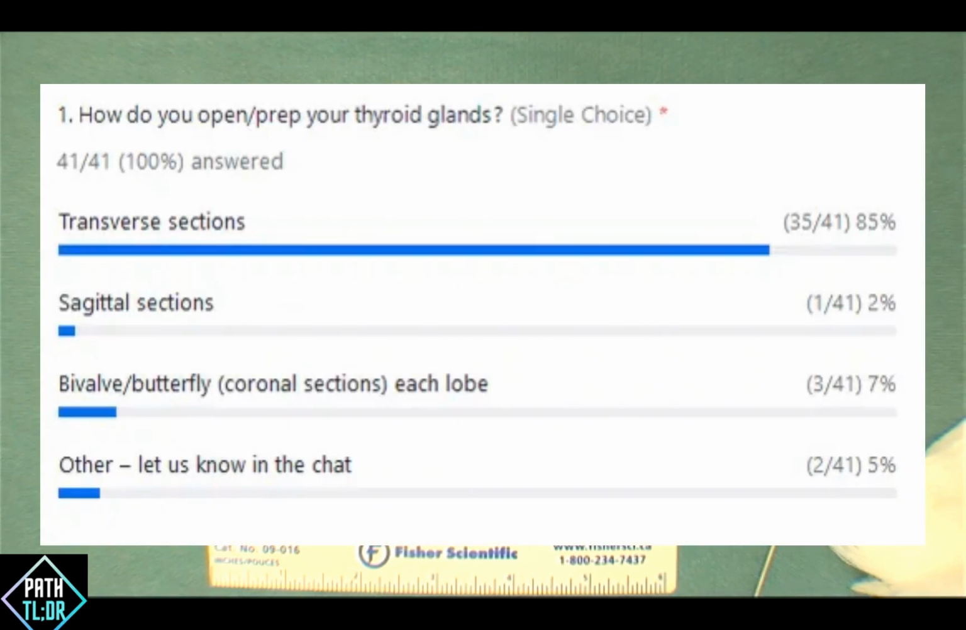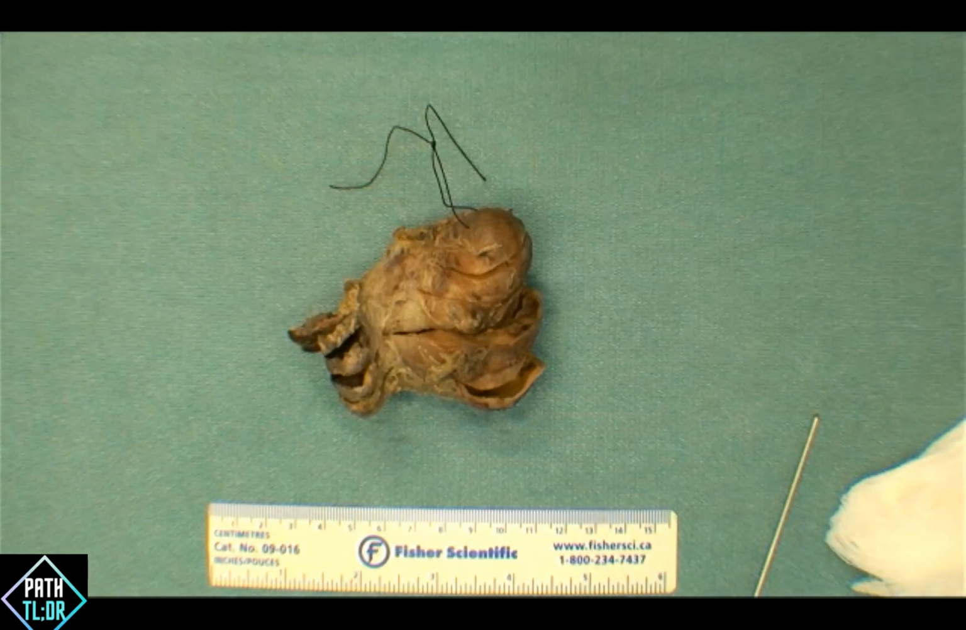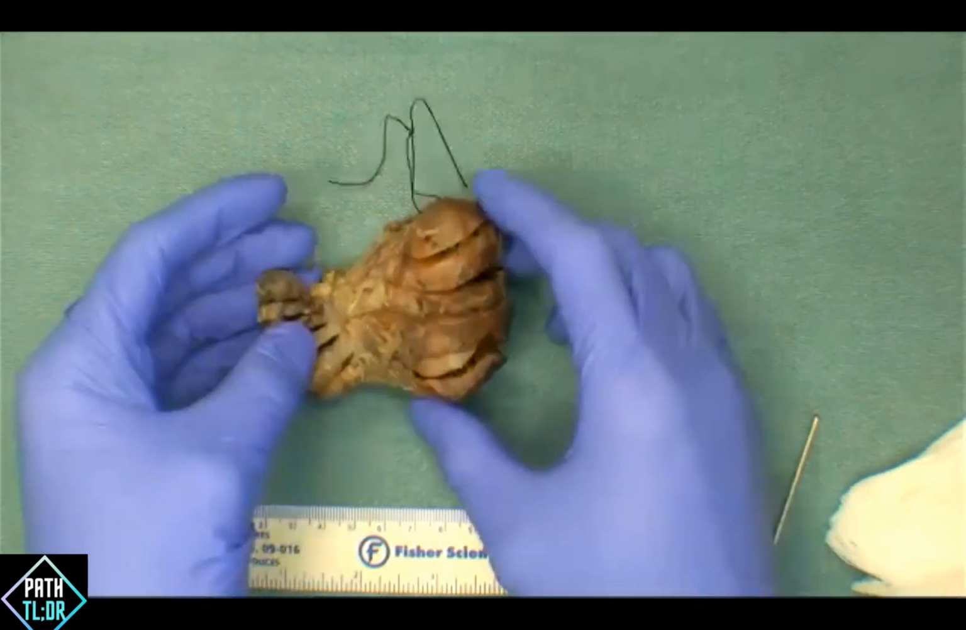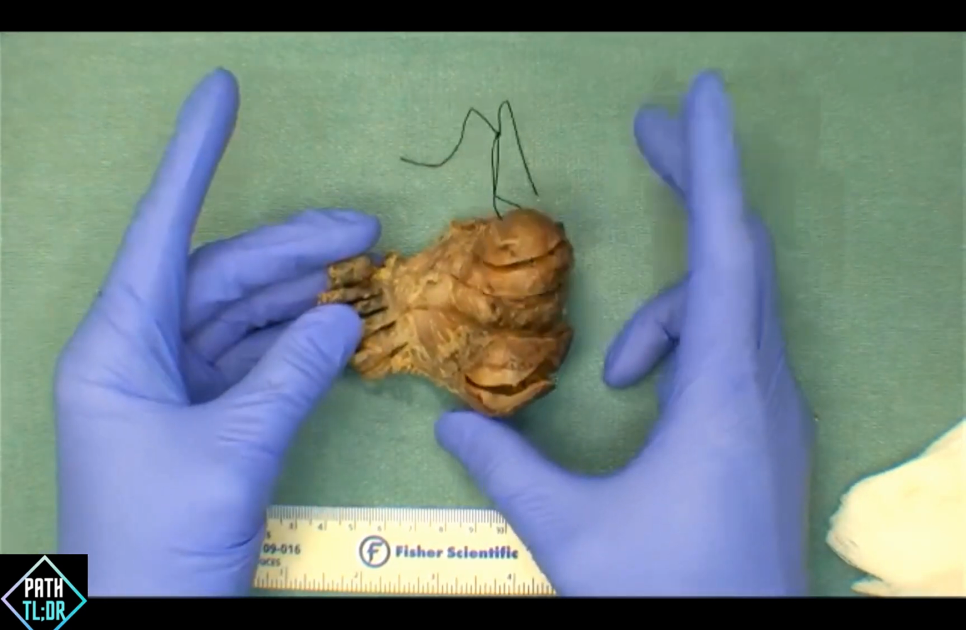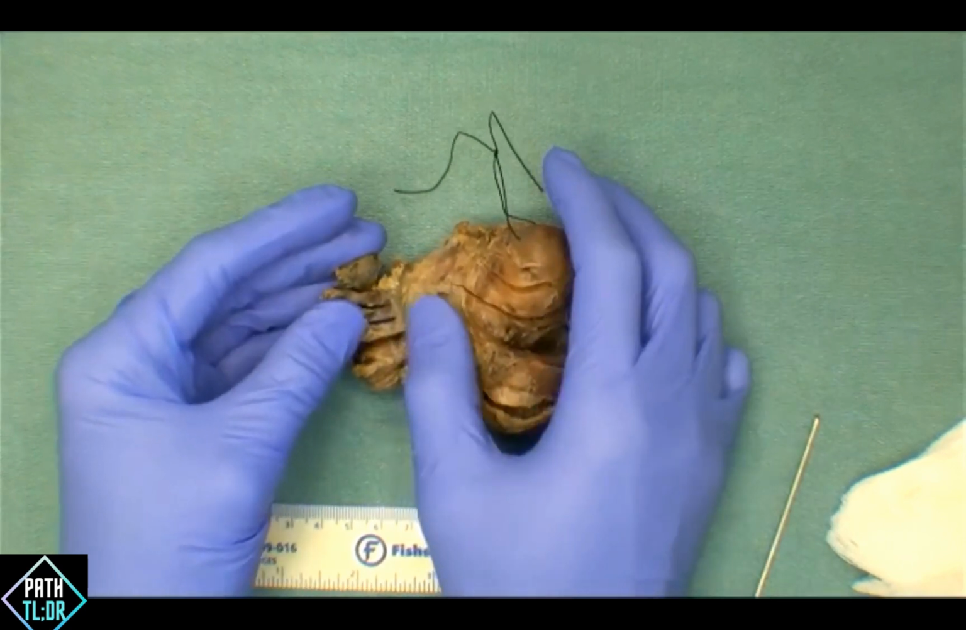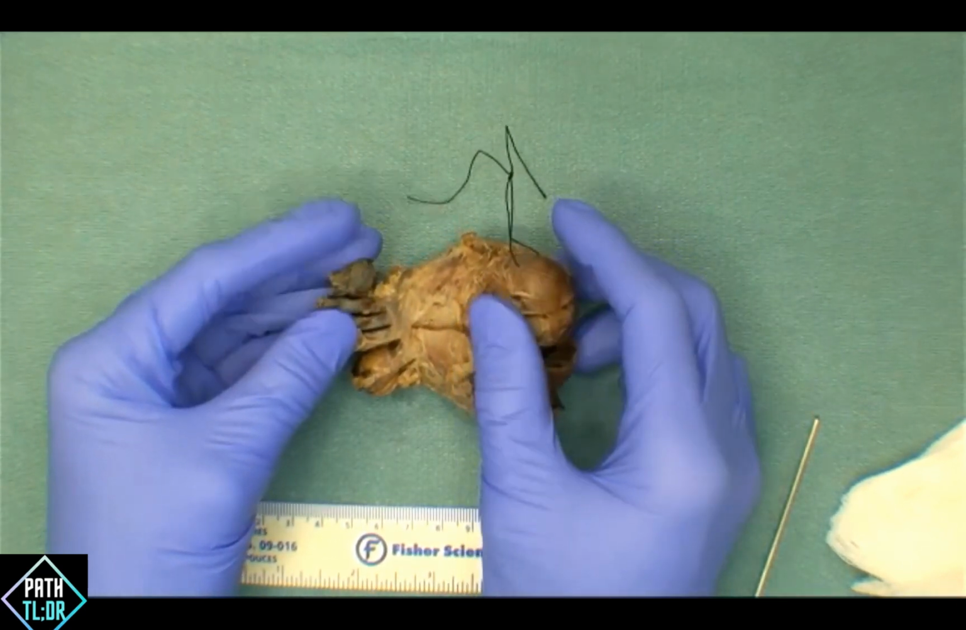Good. I think it's nice to see some variation in terms of how thyroids are handled. It looks like the majority of the community is doing transverse sections, similar to what we have in our specimen. Sagittal sections is interesting. I think that's neat just to see that approach. And I've seen the butterfly and bivalve method before as well. When it comes to grossing now, want to record the weight, want to record the size of each of the lobes, the right, the left, and the isthmus as well. Recording that in 3 dimensions.